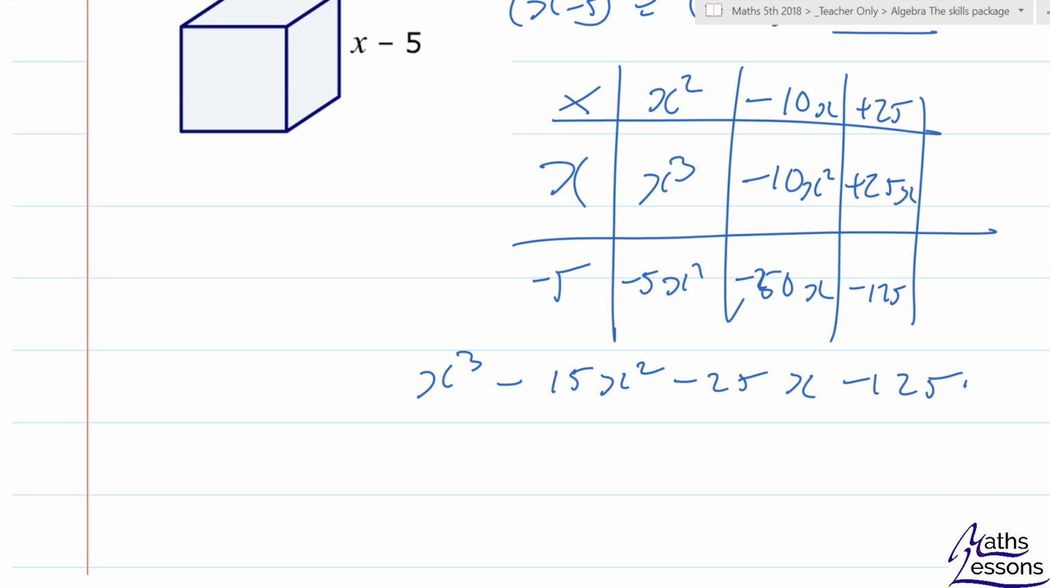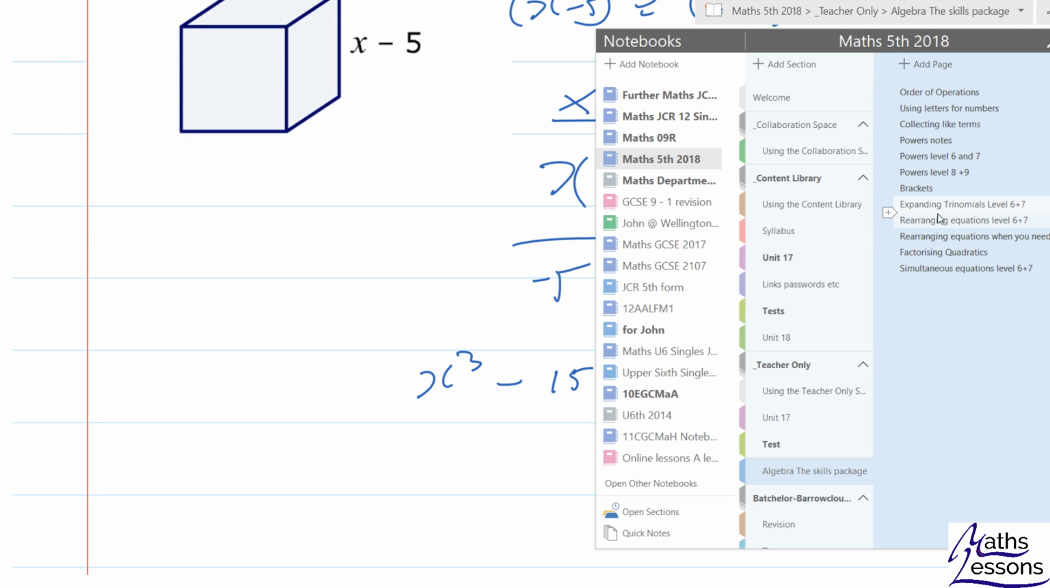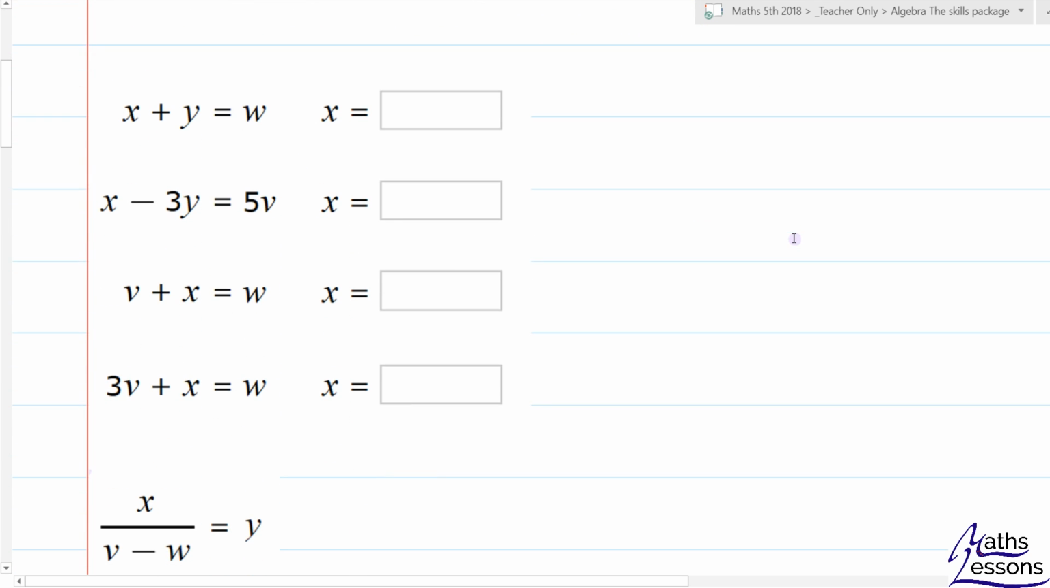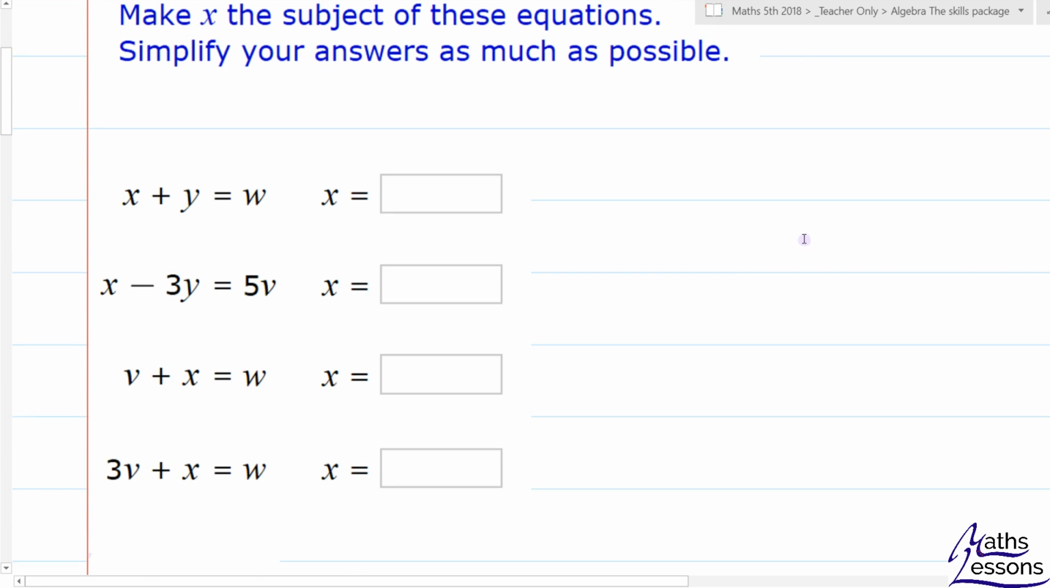Okay, let's move on. If anybody spots a mistake, put it in the chat. Back to it. All right, let's go on to some rearranging equations, some really easy ones to start with. See if you can do these, 1 minute to 2.